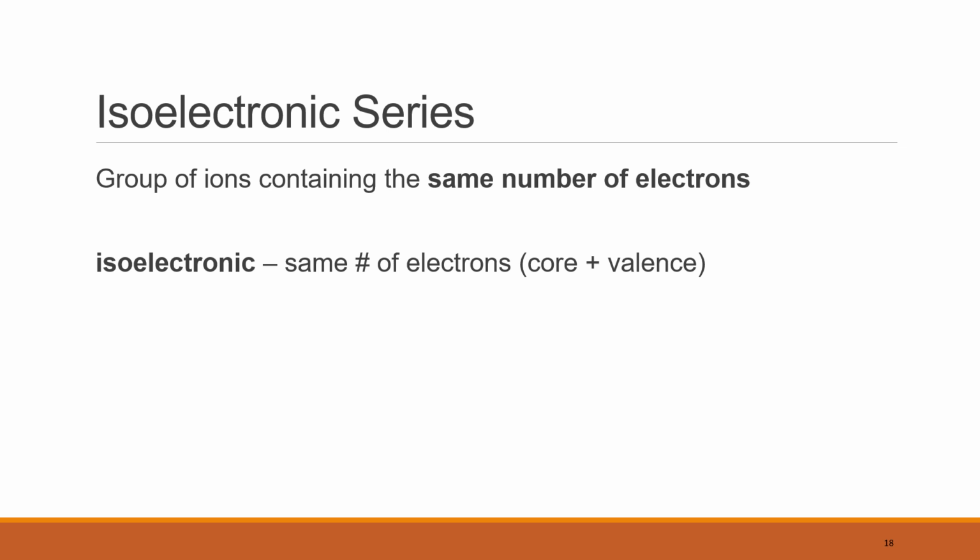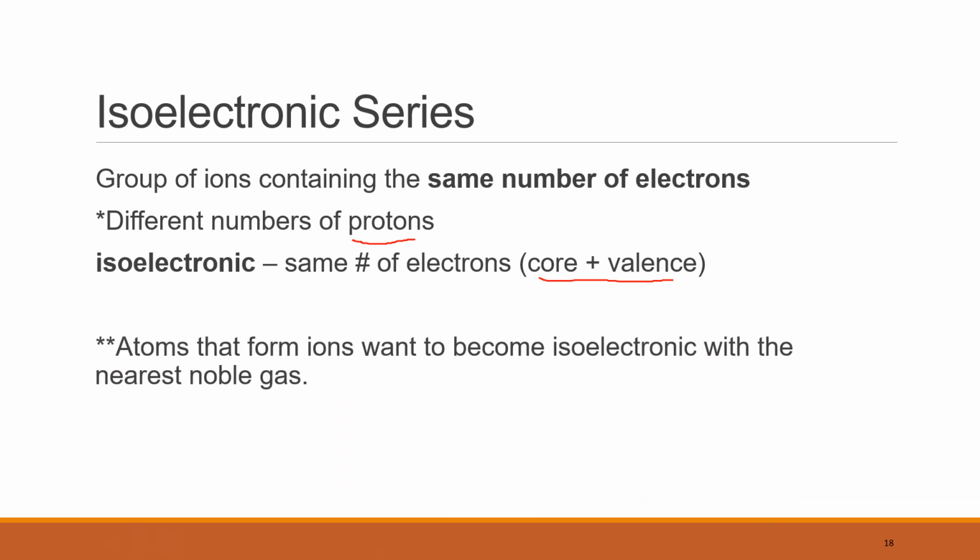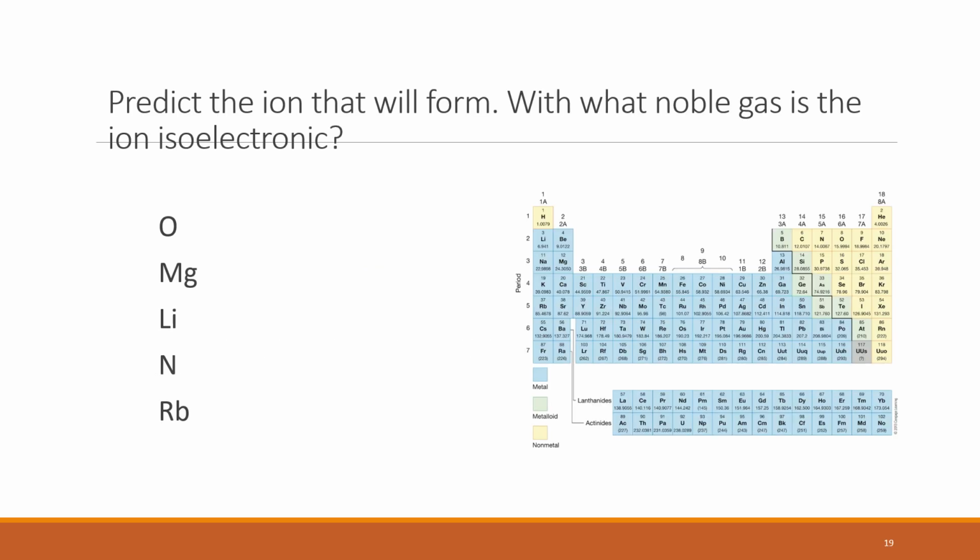When we say the same number of electrons, we're talking about core electrons and valence electrons. So we need to take both into account. Now, since they are different elements that we're comparing, these are going to be different ions, they are going to have different numbers of protons. Atoms that form ions want to become isoelectronic with the nearest noble gas. So we'll see that trend very often, and it'll be more clear on the next slide.